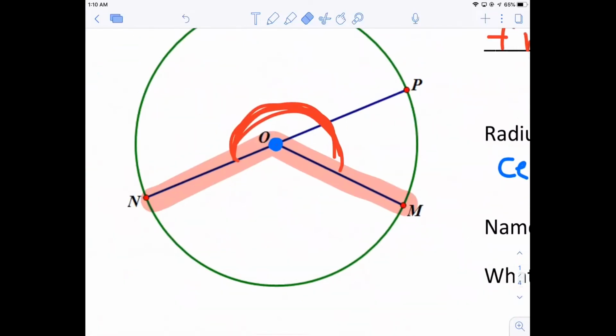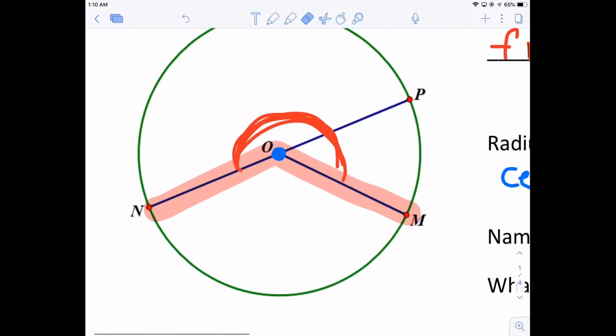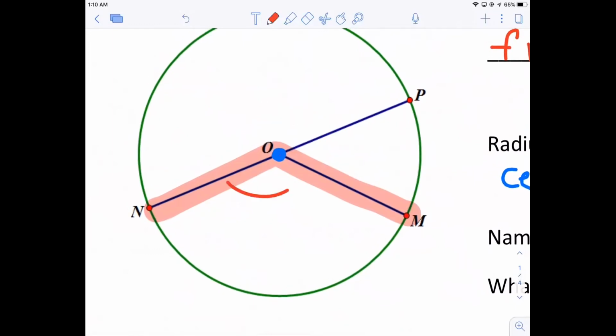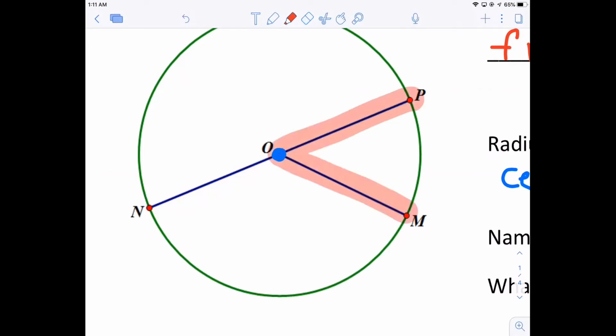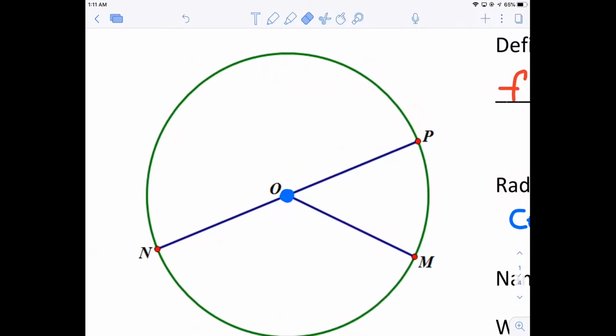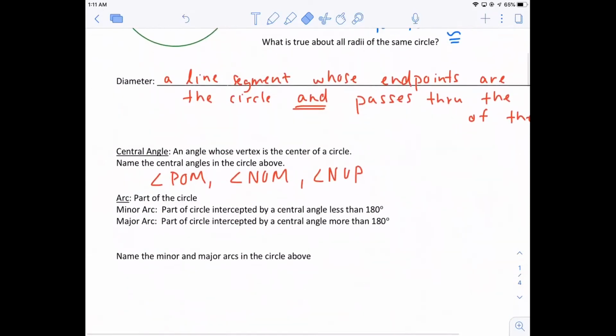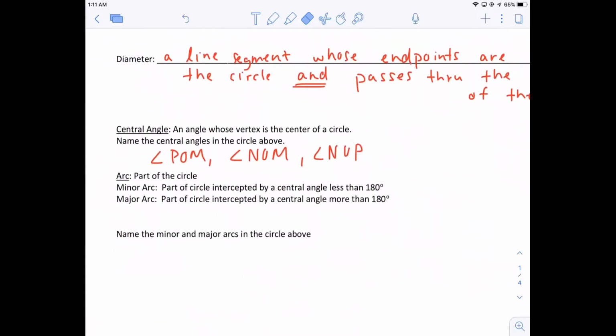And that's going to come up a little later when we talk about arcs. That's more important. But typically, if we say angle NOM, we're always going to be talking about the angle that's less than 180 degrees. Right? The reflexive angle would be this one, though. And same thing for angle POM. That also has a reflexive angle that's more than 180 degrees. Right? This guy. Right? Any other angles in here? I think we're good.